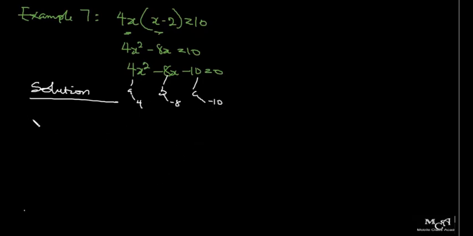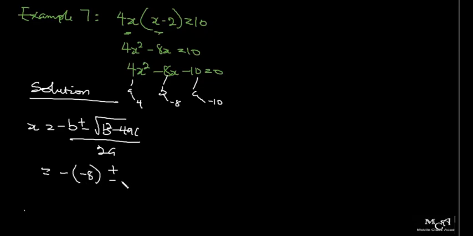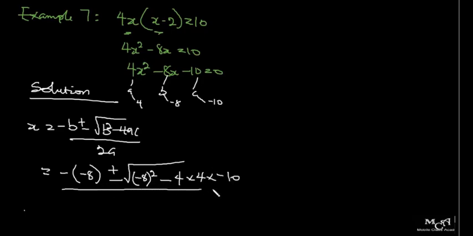Now, let's input them into this expression. The equation we are using is minus b plus or minus square root of b squared minus 4ac all over 2a. So what is our b? Our b is minus 8. So we have minus bracket minus 8 plus or minus square root of minus 8 squared minus 4 times 4 times, what's our c, minus 10. Everything here all over 2 times, what is our a, times 4.